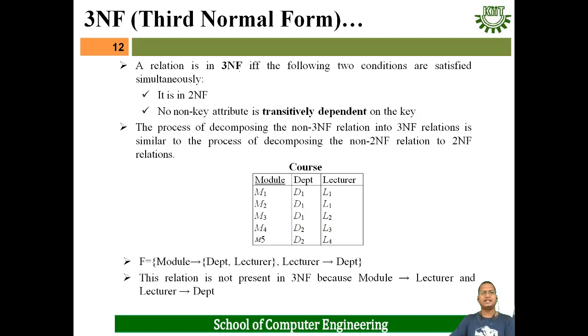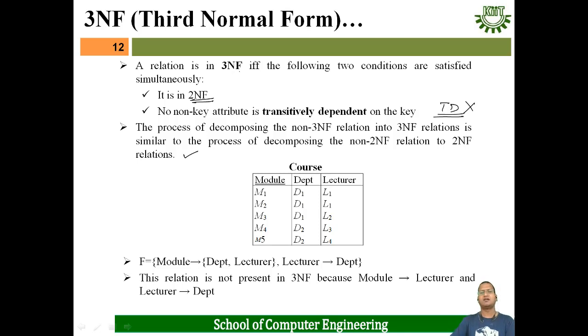3NF. A relation is in 3NF if the following two conditions are satisfied simultaneously. That means it is in 2NF and no non-key attribute is transitively dependent on the key. That means no transitive dependency is present. If transitive dependency is not present and the relation is in 2NF, then we can say the relation is in 3NF. The process of decomposing a non-3NF relation to 3NF relations is similar to the process of decomposing a non-2NF relation to 2NF relations.